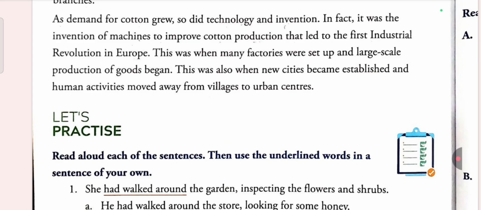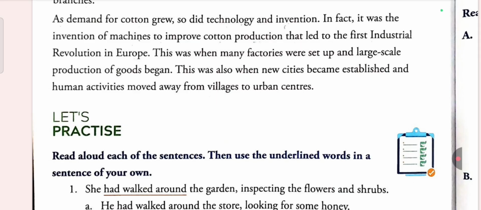As demand for cotton grew, so did technology and invention. At that time the demand for cotton was increasing, and it was the time of technology and inventions. In fact, it was the invention of machines to improve cotton production that led to the first industrial revolution in Europe. So at that time people were inventing new machines to improve cotton production, and that was the era of the first industrial revolution in Europe.